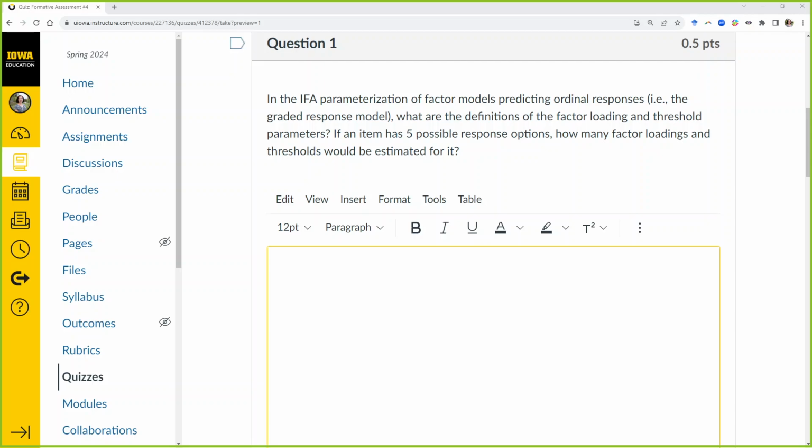We have formative assessment number 4 to go over. Before we do that, I wanted to open and ask if anyone has homework questions about homework 4. Not due until next Wednesday, so 8 days from now.